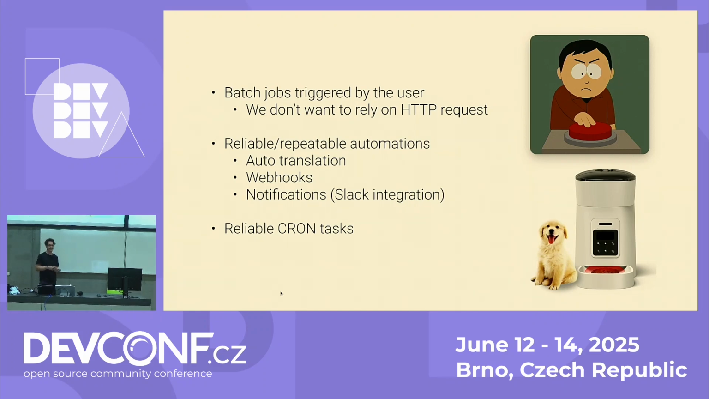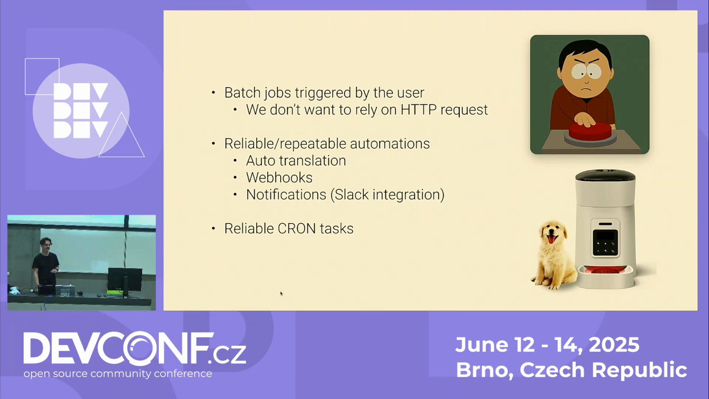The second use case is that we need some repeatable, reliable automations. For example, if something happens in the platform with some translation, we need to run auto-translation to the other languages, for example. Or we need to execute webhooks, or we need to notify the user, for example, via Slack. And we need to do this reliably. We don't want to rely on some in-memory service, or some asynchronous process which can break if the node is just disconnected or something like that. So we need to handle the state.